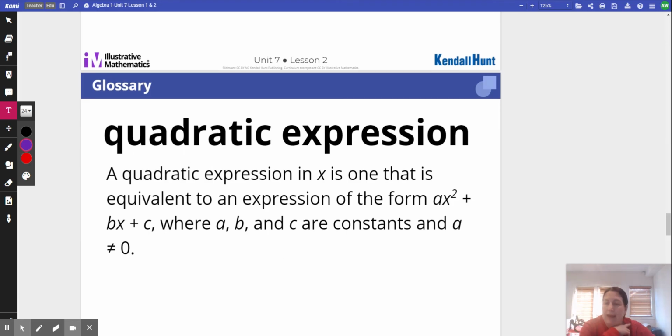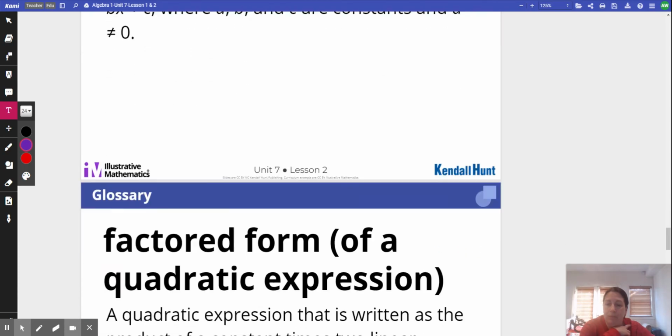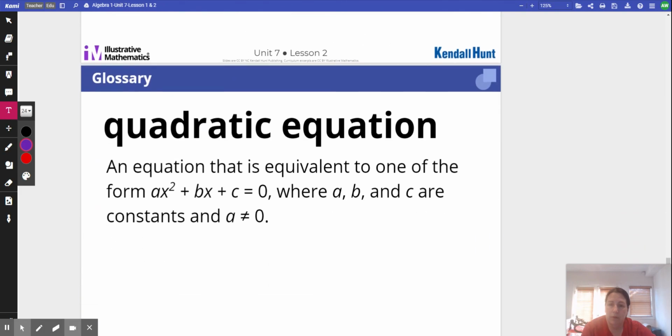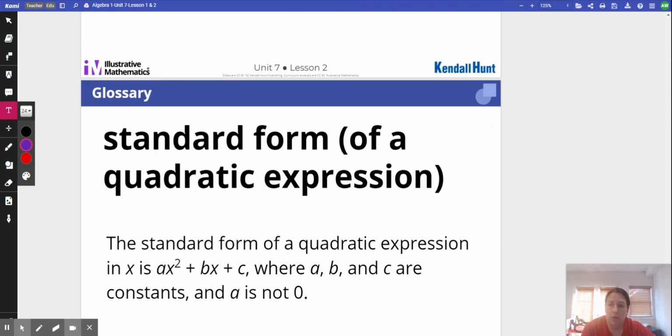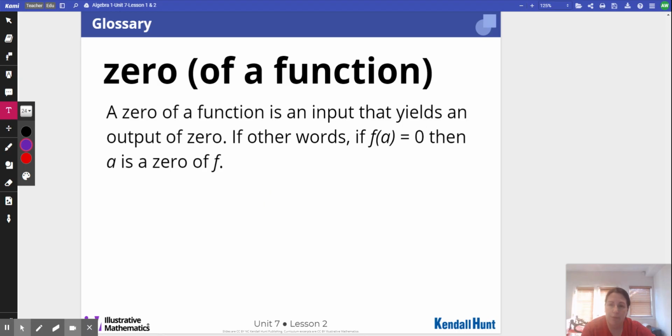There are a lot of vocabulary words that we've introduced. We've talked about quadratic equations, and in this case, this is in standard form, ax squared plus bx plus c. We've talked about factored form, where you see the numbers you're multiplying. They're written as a product. We have standard form, and then we've talked about the zero of a function. So zeros are when the input yields an output of 0. So when the y value is 0, we're looking for what's the x value.